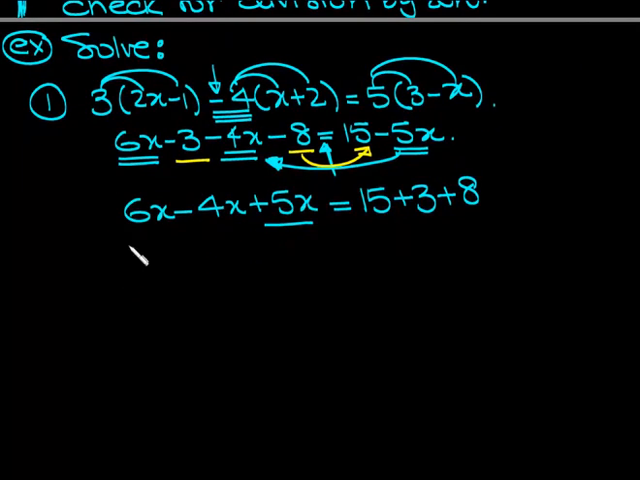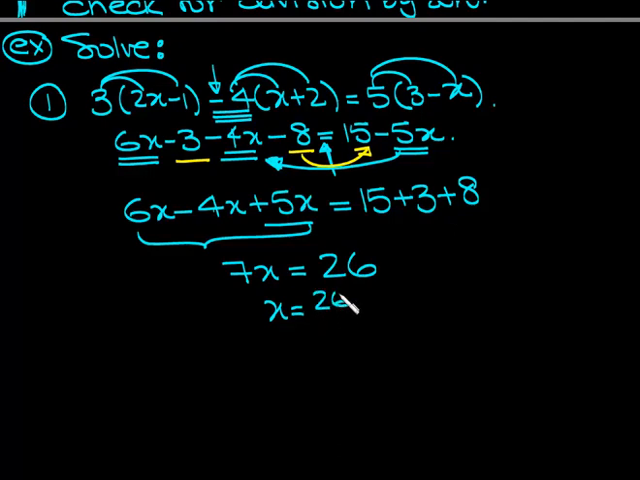So on the left we get 6x. We can collect these x's. We can add the coefficients in the front since they're all the same variable terms. So we get 6 minus 4 is 2. 2 plus 5 is 7x is equal to, I get 15 plus 3 is 18. 18 plus 8 is 26. So we end up with x is equal to 26. Oops, I'm getting ahead of myself. So we did step 3.